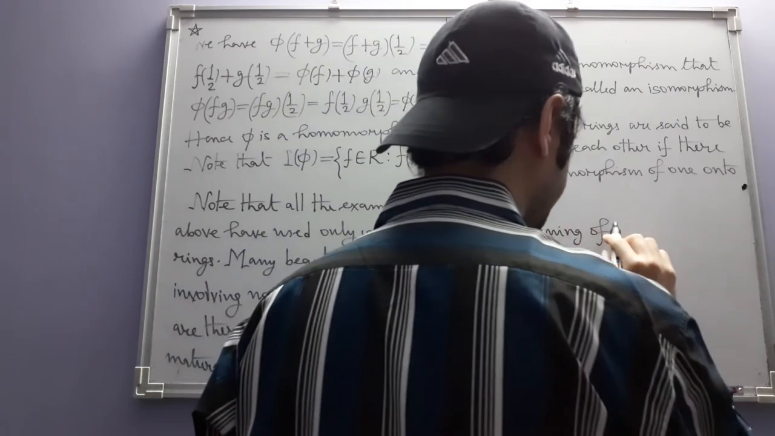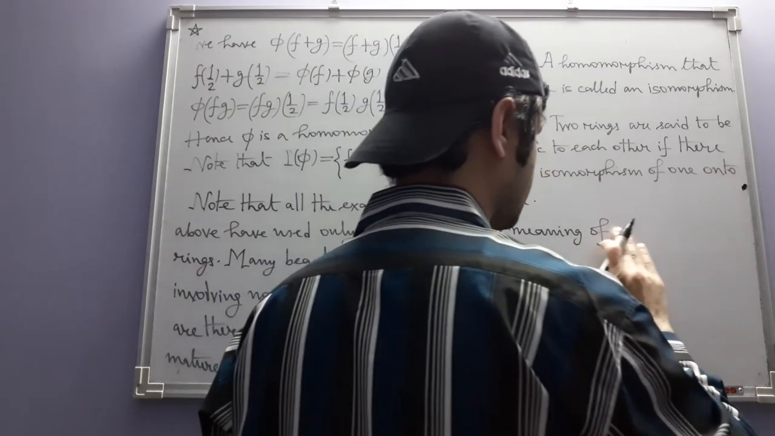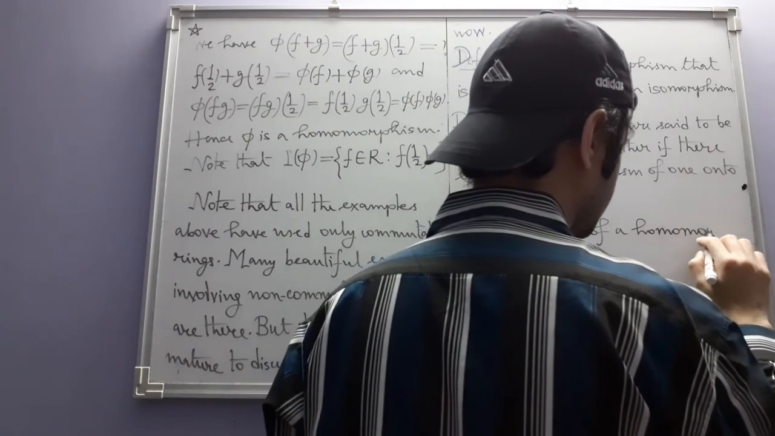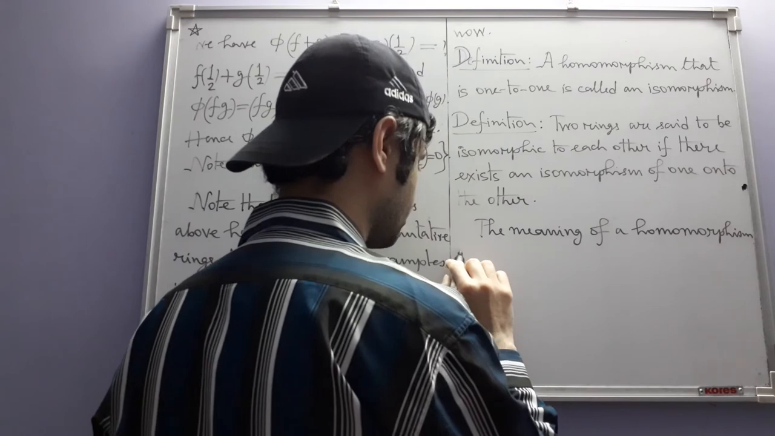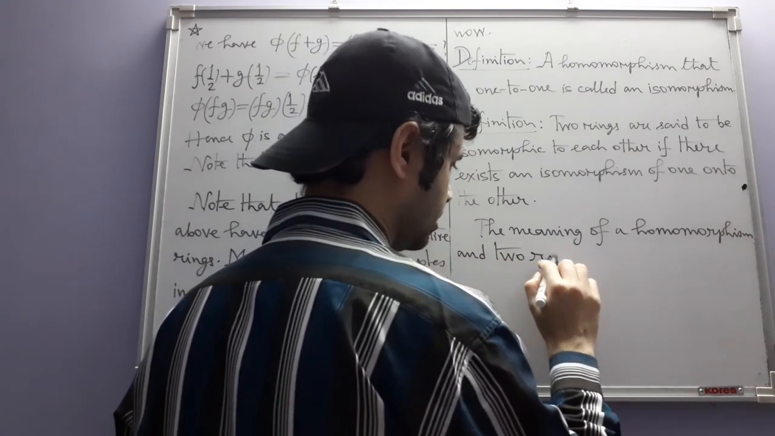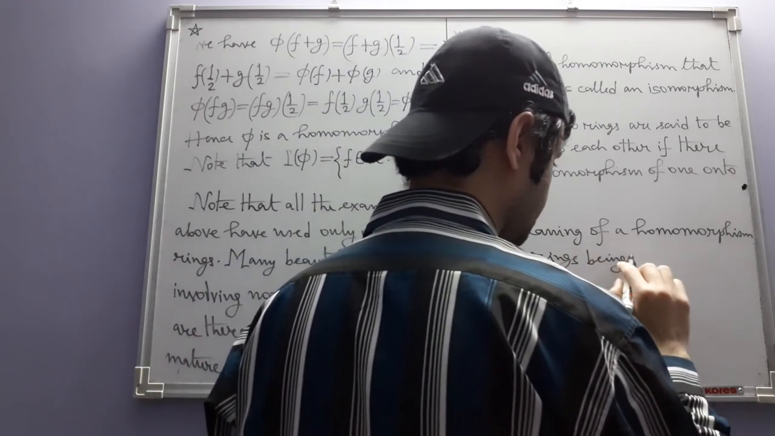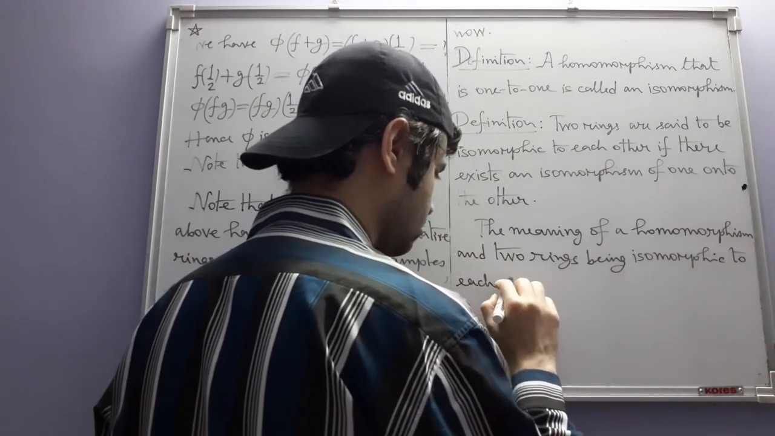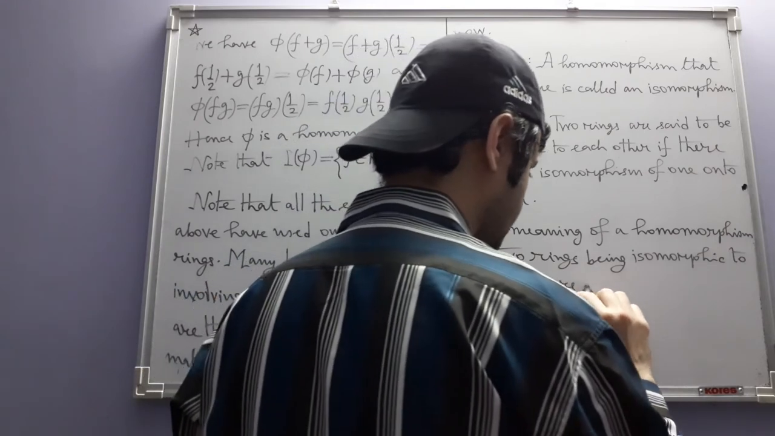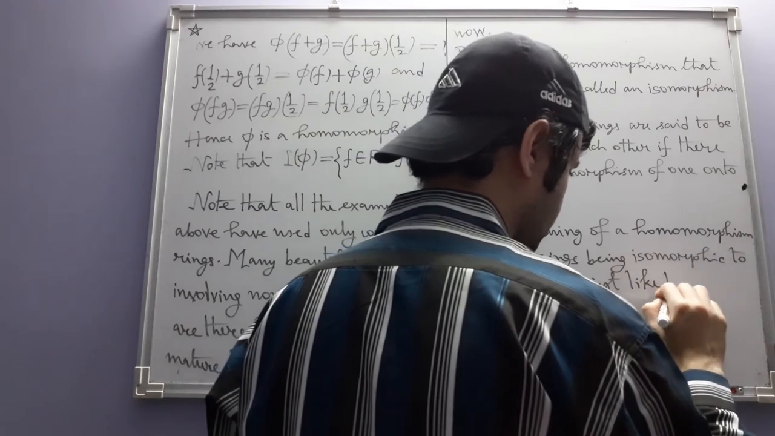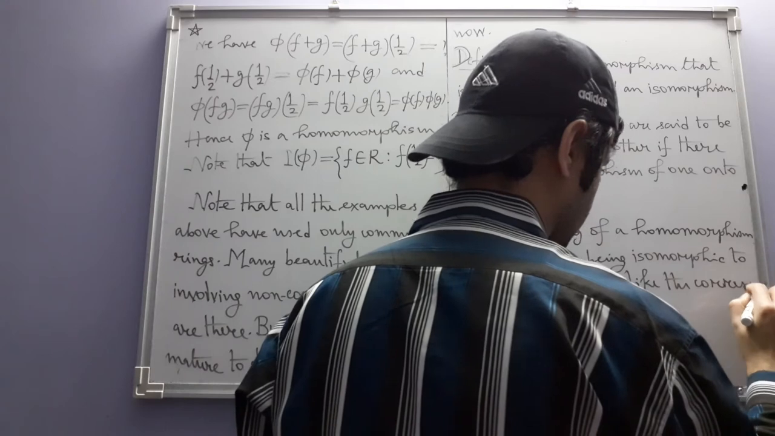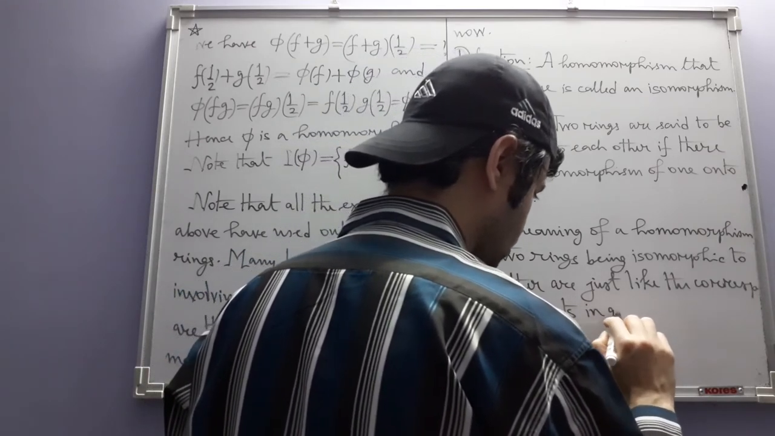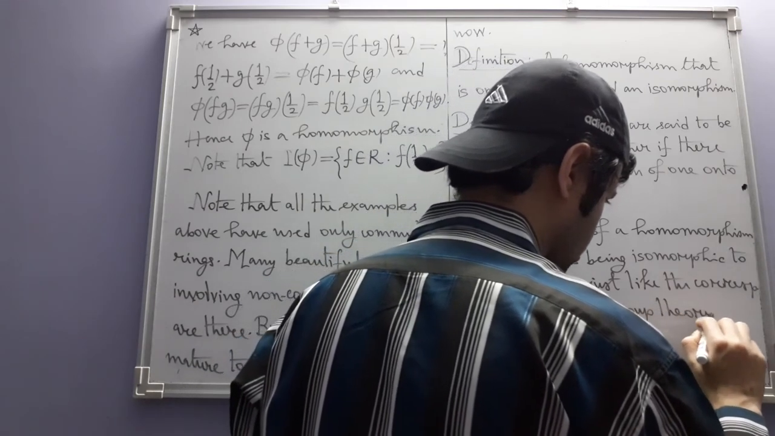The meaning of a homomorphism and two rings being isomorphic to each other are just like the corresponding concept in group theory.